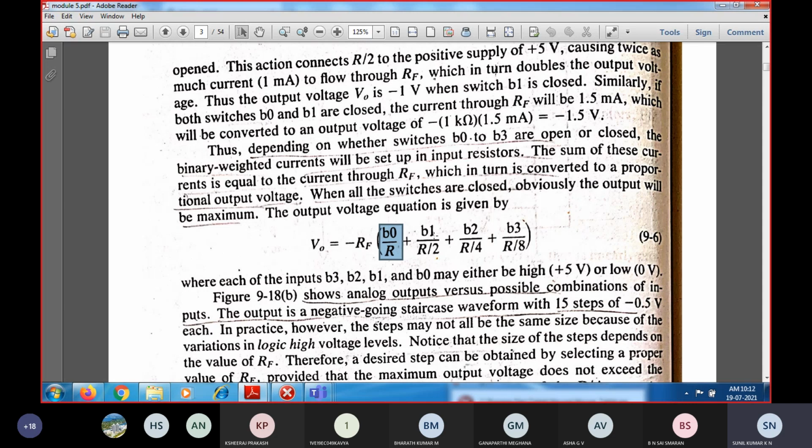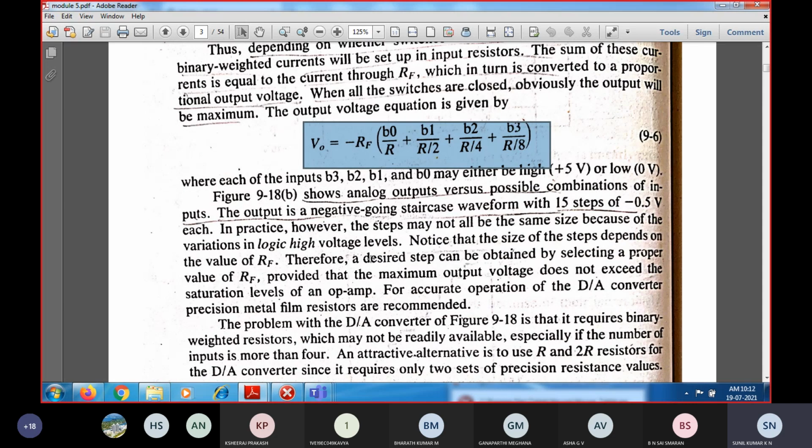So B0 by R, B1 by R by 2, B2 by R by 4 plus B3 by R by 8. So this is the weighted sum of all the bits, so that when the corresponding bit position is 1, you can substitute the value of 1 and find out the corresponding output voltage. This is how you are going to get the output voltage.